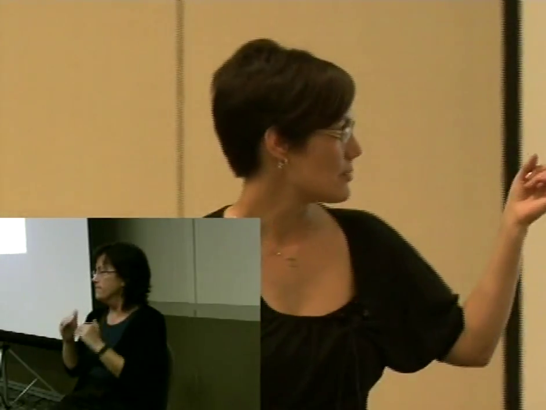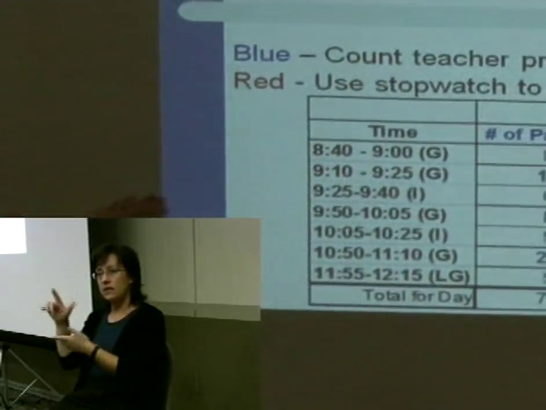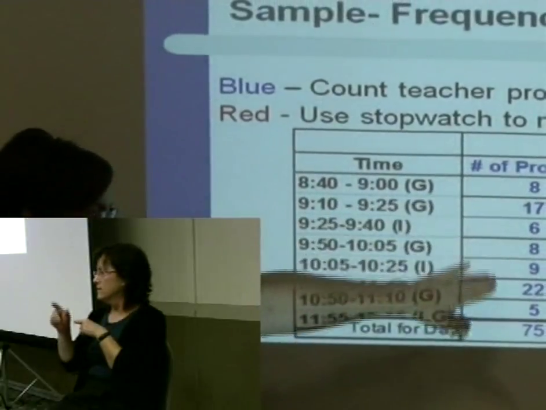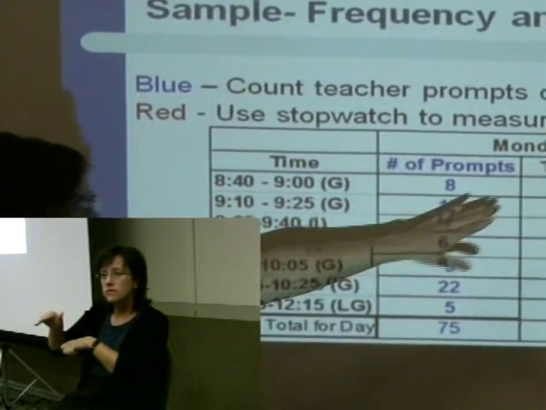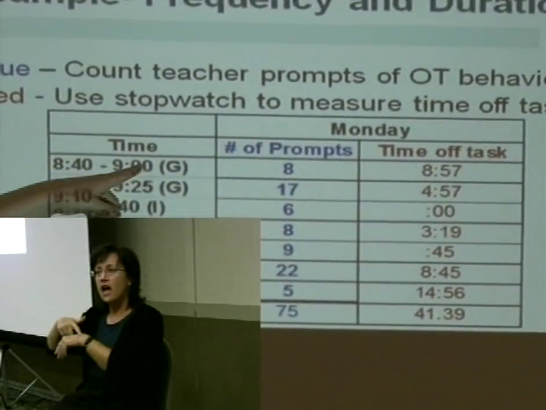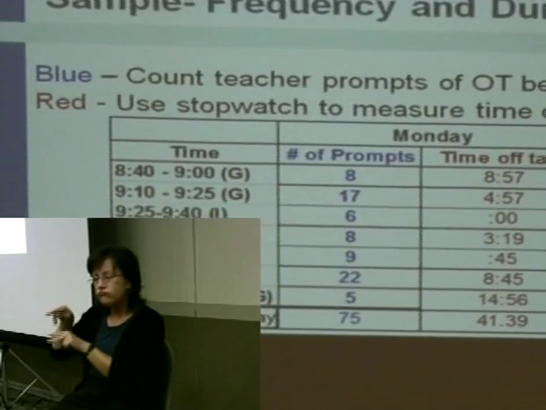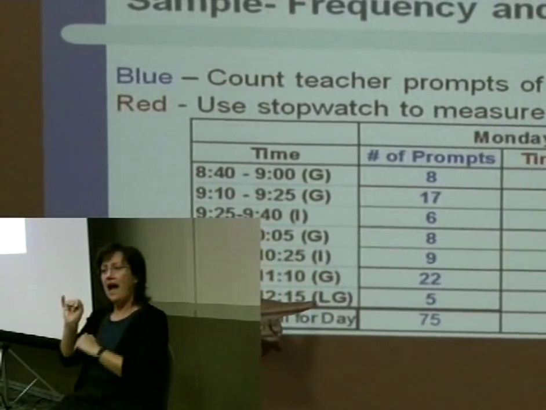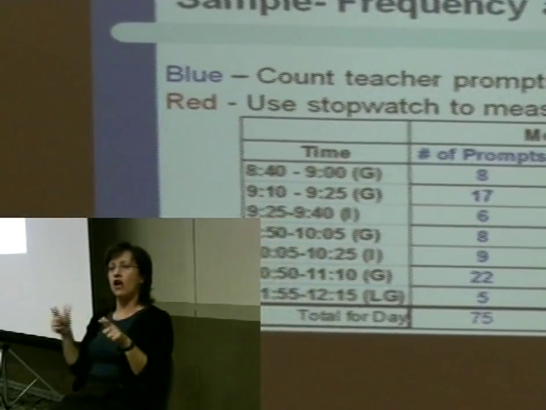Here's an example of some data collection that Daniel has actually done on some students where he did just that. This over here is the number of prompts that student got to return to task, and this is the total amount of time that student was off task in these durations. The G is for group work, the I is individual, and the LG is for a large group. So you can see not only time of day, but right on your data collection form you have the type of grouping where the student performs better and where the student has more challenges. And then you have not only the prompts, but the time off task.